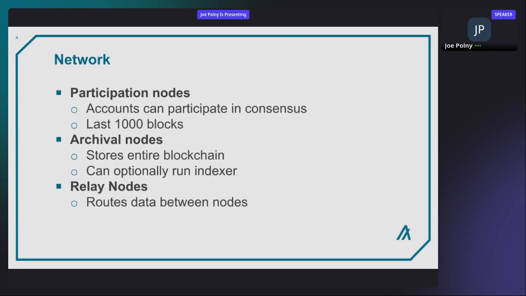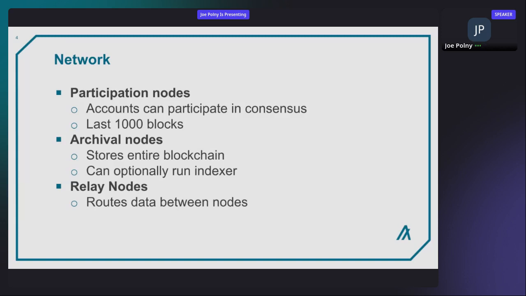The next kind of node is an archival node, and these are nodes that store the entire blockchain, and this allows them to run a software called the indexer, which is basically an additional layer of software that allows people to query the entire blockchain. So if you're running a dApp, it might be important that you can query old information about other transactions or other assets, other applications. So if you have an archival node, you can query any information that ever happened on the blockchain. And this can't be done on participation nodes because they only have the last 1,000 blocks.